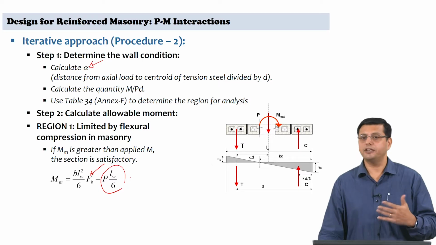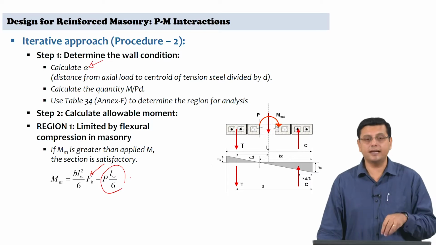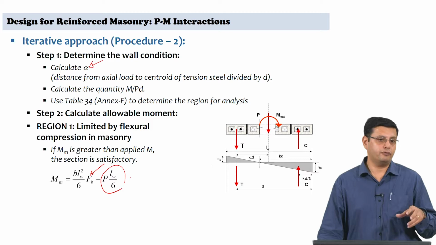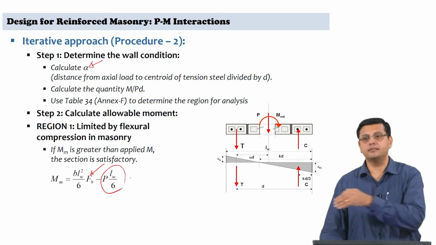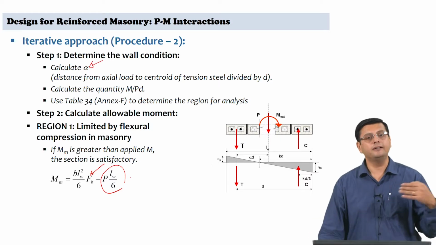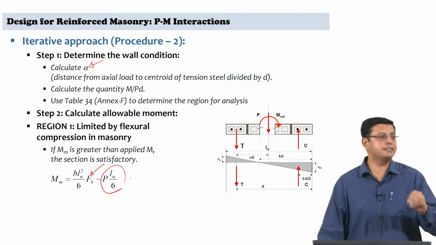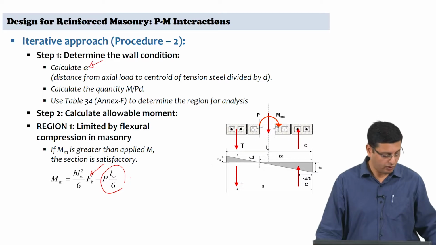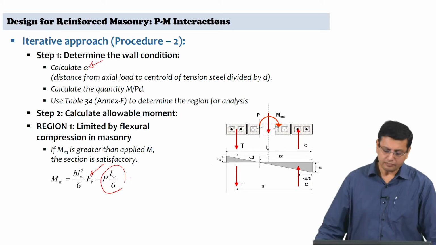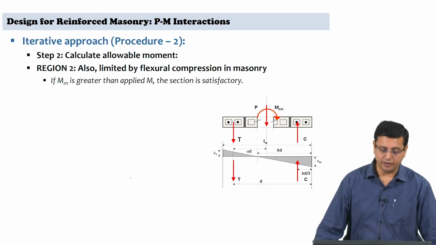Let us say you have a combination of P and M which keeps the wall in region 1. It does not require any steel designed in the wall for taking care of the P plus M acting on the wall. However, there is already some minimum steel requirement if it is wall type B or wall type C. So that has to be provided, but you are not designing steel and placing it in this wall because it is not required for the level of P plus M combination. A similar situation is what you will see when you are in the second region.